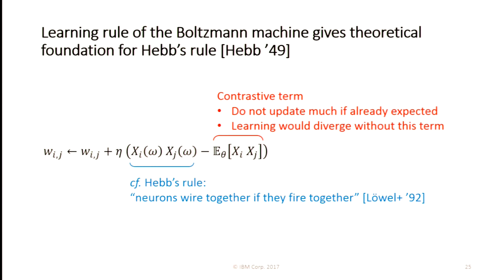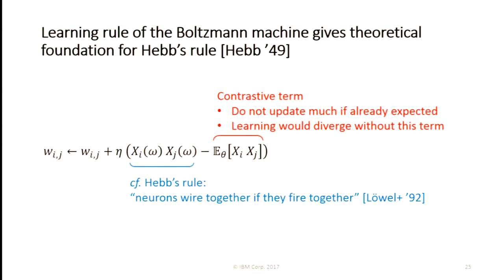Hebb's rule essentially says that neurons wired together fire together at the same time. Each unit in the Boltzmann machine can be associated with a neuron. And when both units take the value 1, which means that both neurons fire together, then it says that we should increase the weight by this amount.